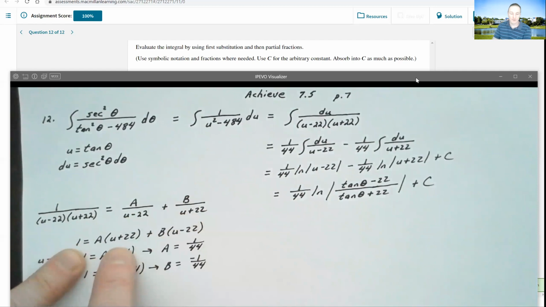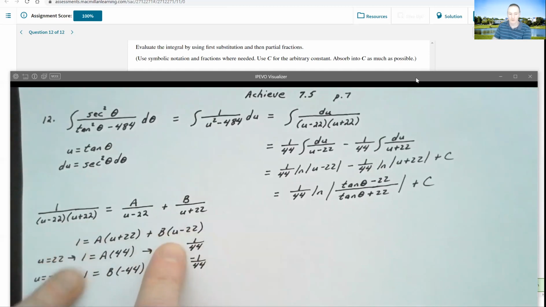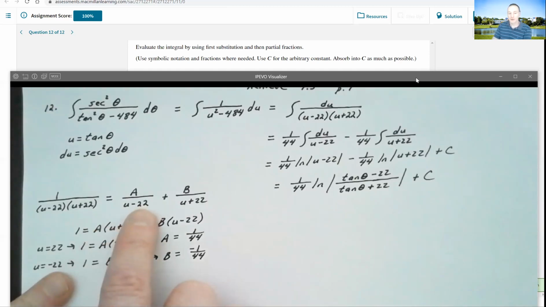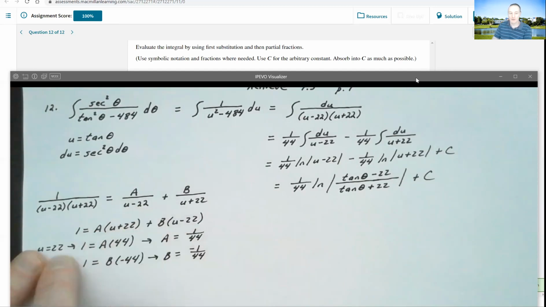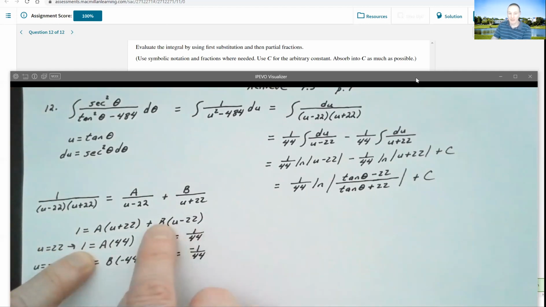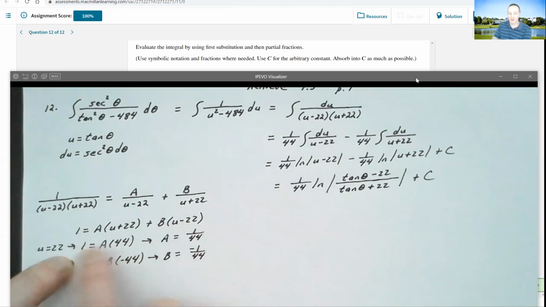So I get 1 is equal to A times u plus 22 plus B times u minus 22 after multiplying by the common denominator on both sides. After doing that, you should be able to solve for A by letting u equal 22. If you let u equal 22, your left-hand side is still 1. Your right-hand side, B would be multiplied by 0, but A is multiplied by 44. You get 44A is 1, thus A is 1/44.